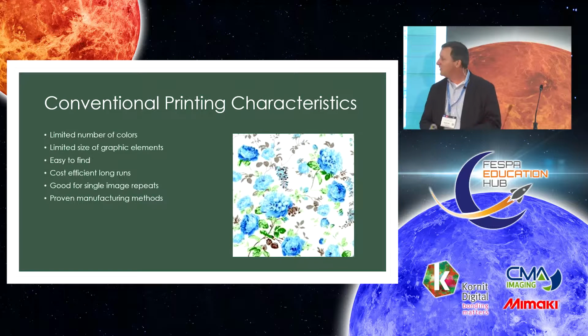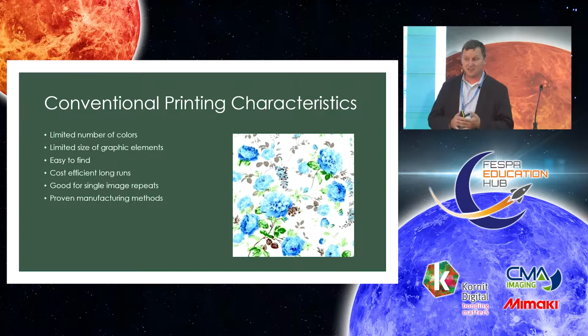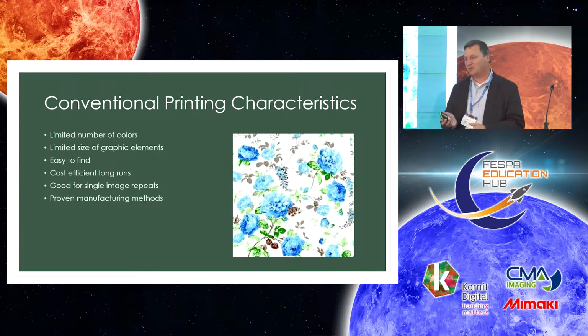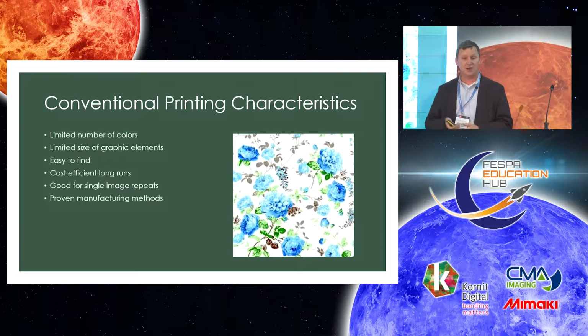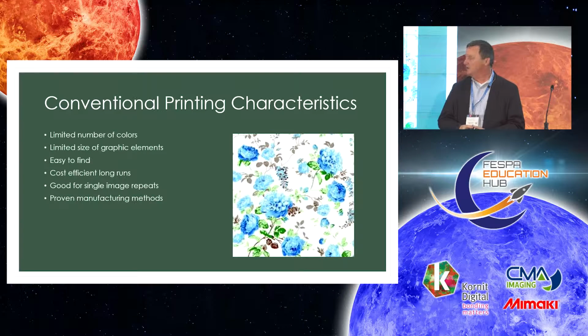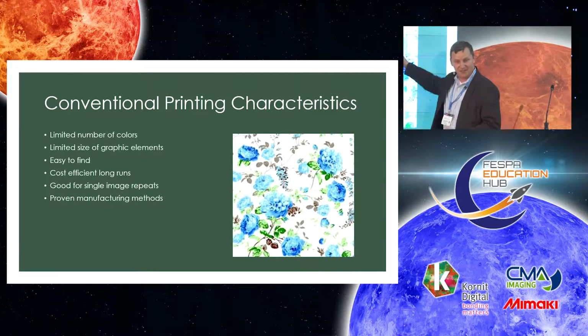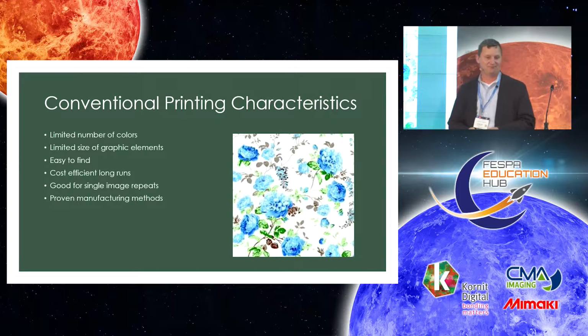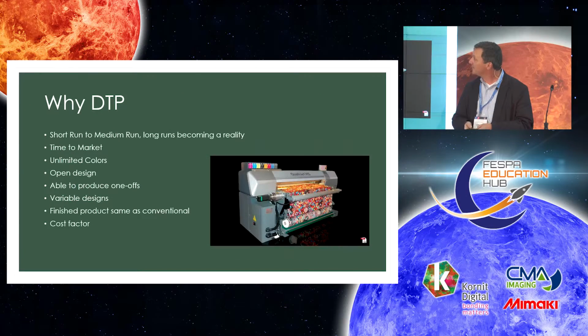One thing about conventional printing, it's easy to find. Every town has a flat screen printer to do t-shirts. Textile printers are spread throughout the world. Conventional printing has cost-efficient long runs. Hence, that's why we've been doing it for so long. It's good for single image repeats, which is part of the image just repeated over and over and over. And it has proven manufacturing methods. Conventional printing has been around hundreds of years, so the technology behind it is pretty much thought out, and we know what's going on with it.